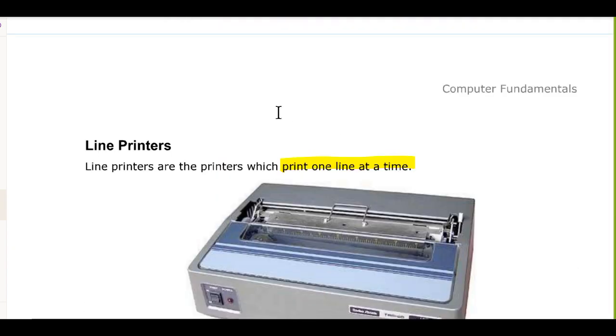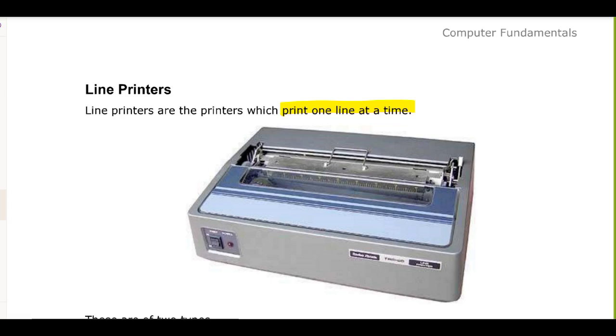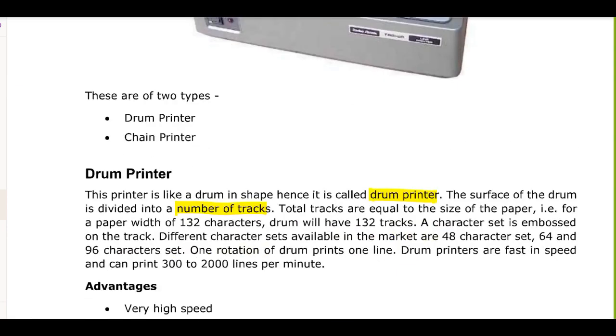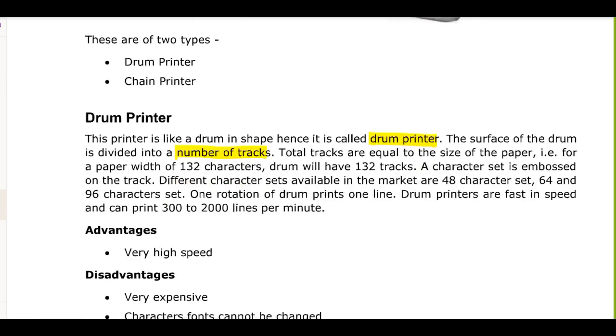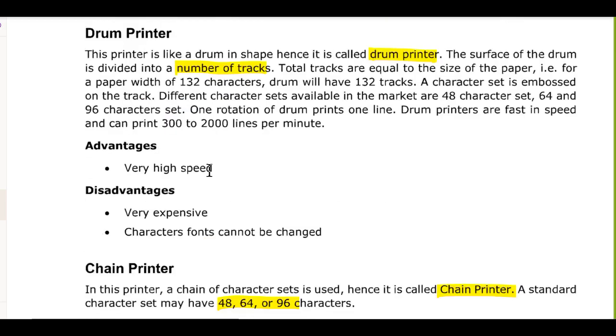We are somehow moving away from this one. They are still in use today, but we are having more advanced versions of printers, like line printers, which now print one whole line at a time. There are two types of line printers: the drum printer and the chain printer. I really would not go into too many details of these types, because again you can read through about each of these.